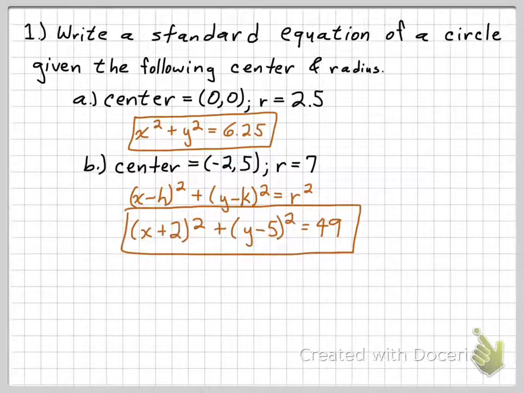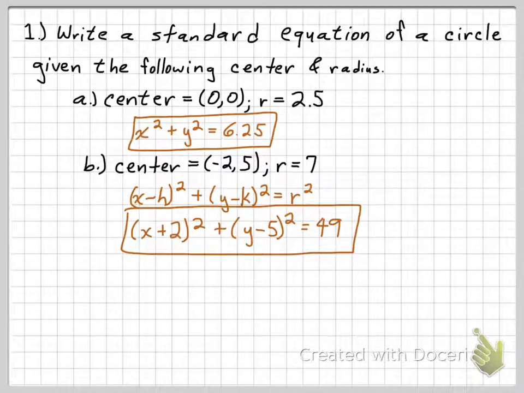So plugging in your values, you have x minus h, and this is your h, so it's x minus -2, okay, x minus -2, and x minus -2 is x plus 2, okay, that's where you get the x plus 2 from. And then it's y minus k, and k is 5, so it's y minus 5, quantity squared, is equal to your radius squared, or 7 squared, which is 49.